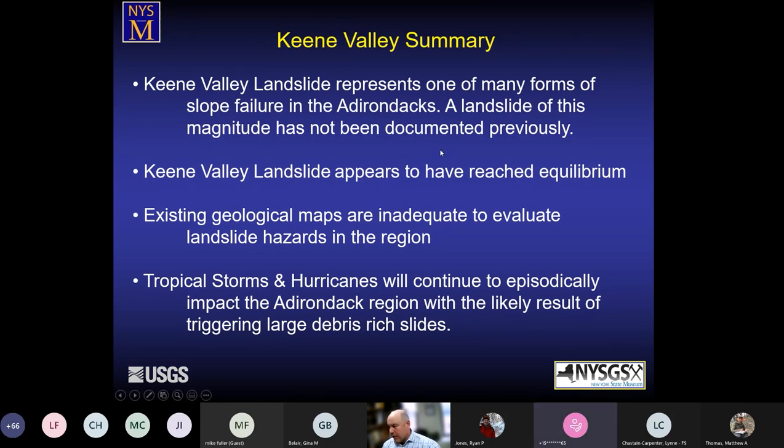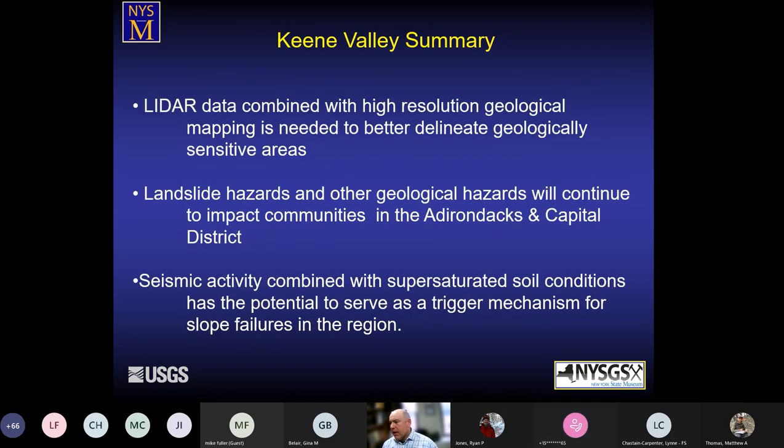A lot more geologic mapping of the surficial deposits would come in handy, particularly in light of development pressures occurring in the Adirondack Park and other locations. The LiDAR data, again, is absolutely essential to identify sensitive areas or areas prone to previous slides. And landslide hazards are going to absolutely continue here in the Adirondacks and the Capital District.